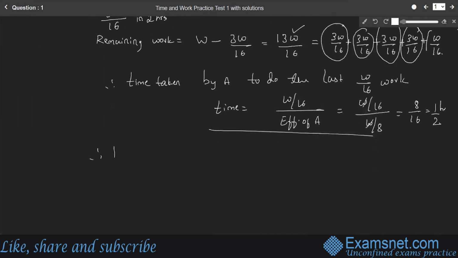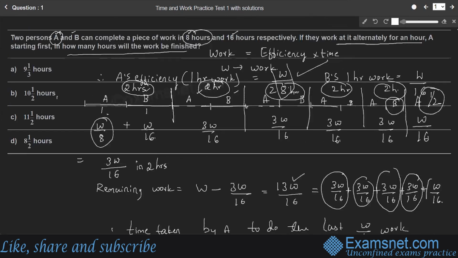So therefore, total time taken is 10.5 hours, right? It is 2 plus 2 plus 2 plus 2 plus 2 according to our calculation, plus half, it is 10.5 hours. So here option B is the right answer.